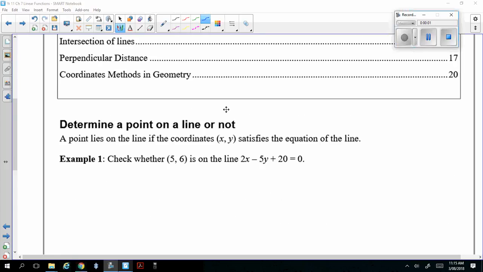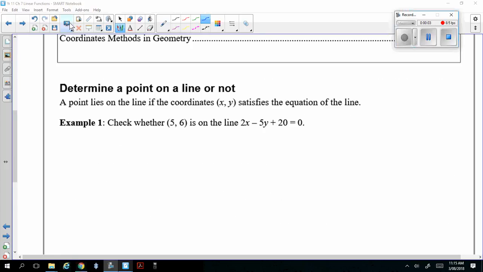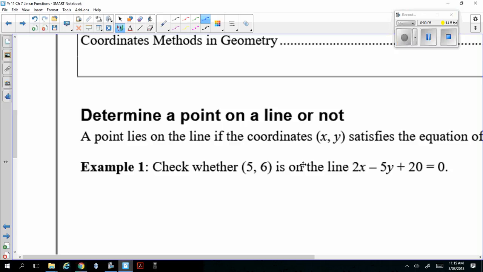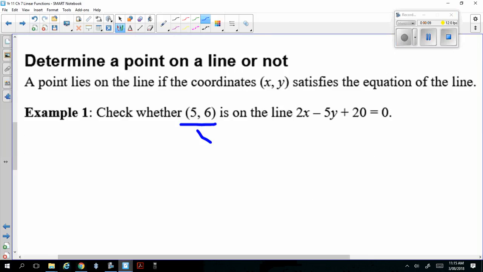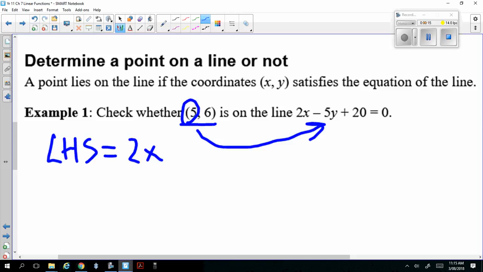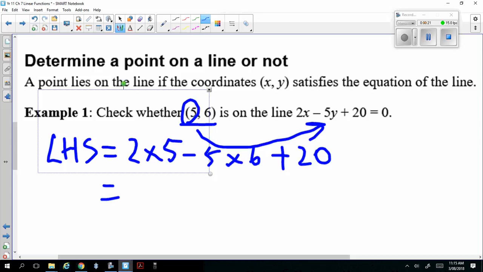So we're going to look at determining whether a point lies on the line or not. I think we did that before, or maybe not. Okay, so to check whether the point lies on the line is to substitute. So we go to the left-hand side of the equation, replace the x value by 5, replace the y value by 6, plus 20. Now work this out on a calculator.